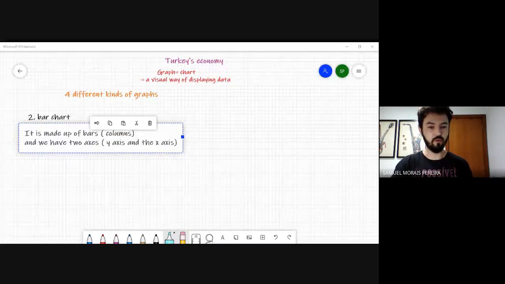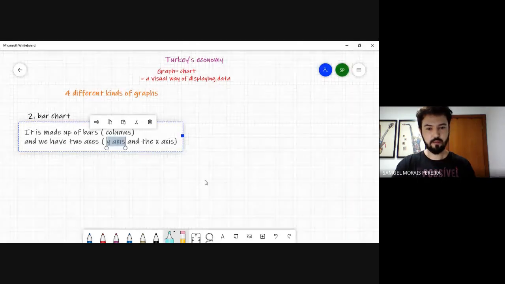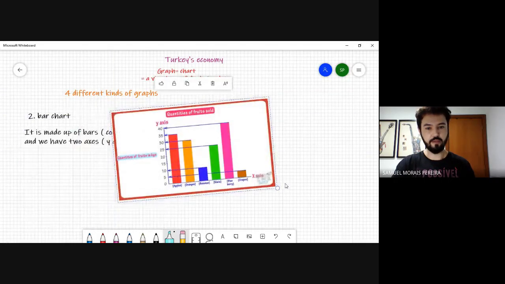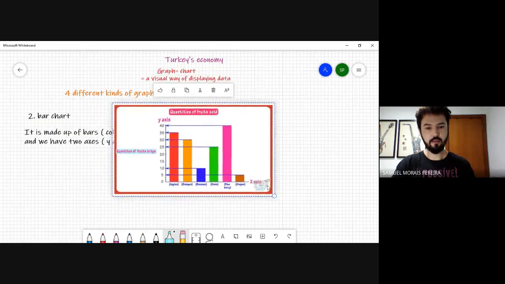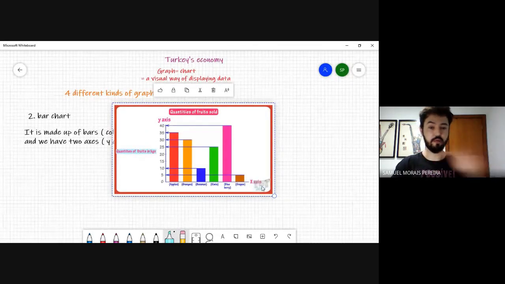So, you already know what I am talking about. So, just a moment. I have here a bar graph, okay? I'm just gonna show you now my bar graph. Just a moment, guys. I am copying here. So take a look. This is a bar graph. So as you can see here, I have bars and I have two axes, okay? The y-axis is vertical and you have the x-axis, which is horizontal.